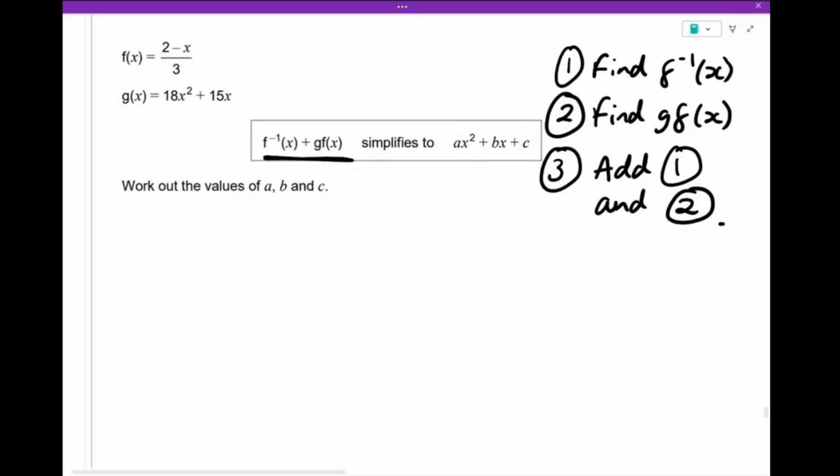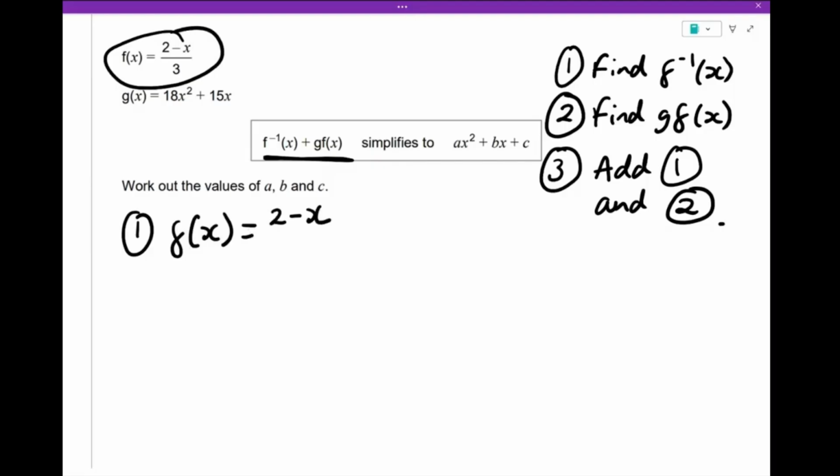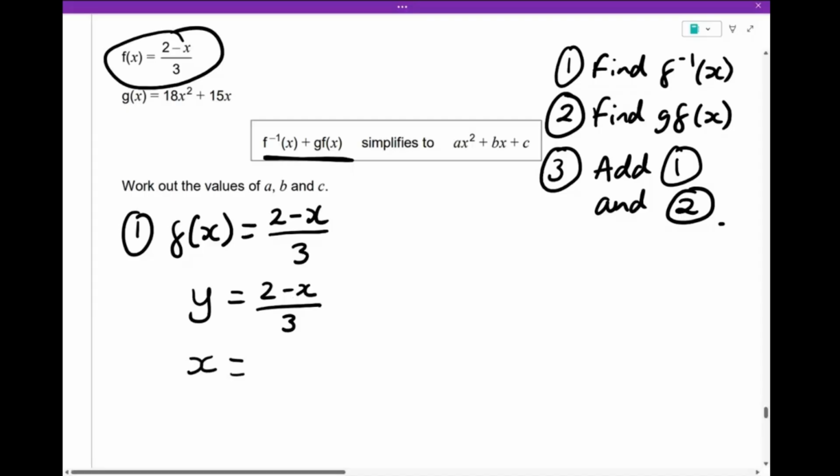So step 1, we need to find our inverse of f of x. So I'm going to write f of x down here. f of x is equal to 2 subtract x over 3. So let's replace the f of x with a y. So we would get y is equal to 2 subtract x over 3. Then we're going to replace all my y's with x's. So we'd have x is equal to, and we're going to replace all my x's with y's. So we get 2 subtract y over 3.